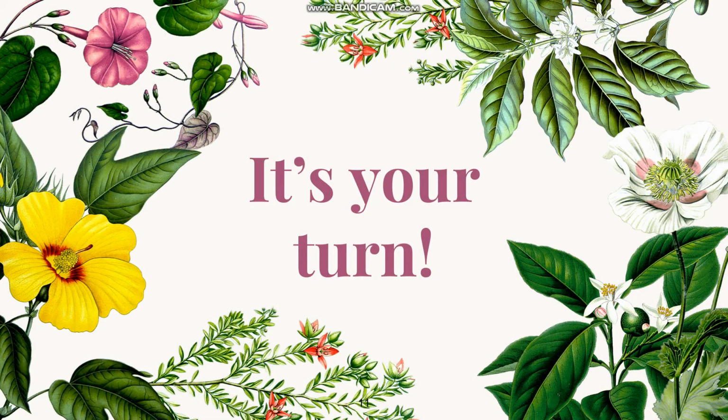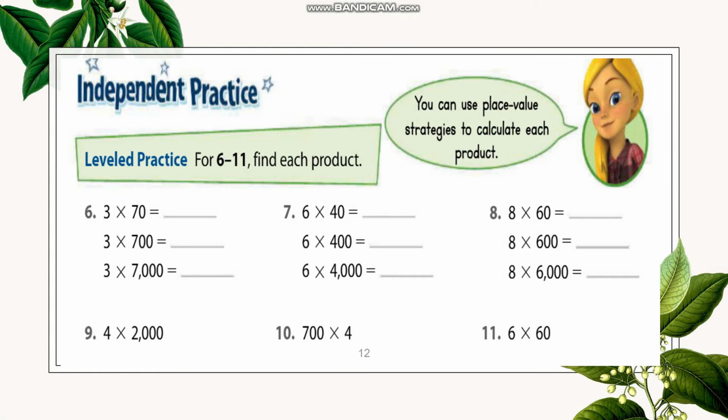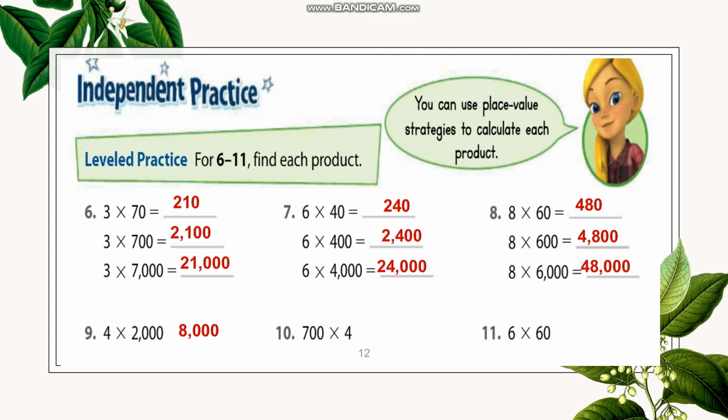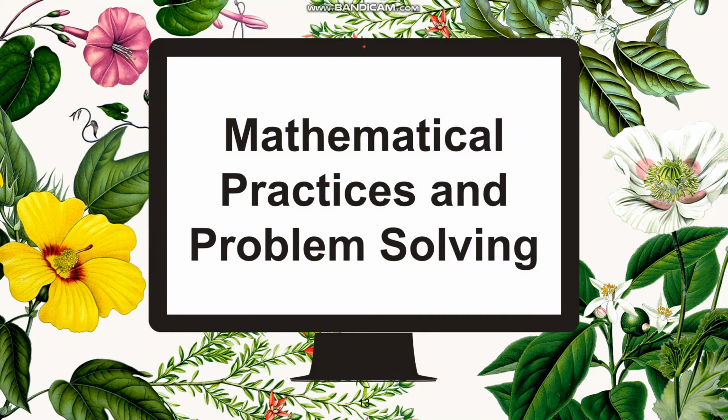Now it's your turn. Pause the video and answer the following. Time is up. So the answer for number 6: 210, 2,100, 21,000. For number 7, we have 240, 2,400, 24,000. Number 8, 480, because 8 times 6 is 48, then we have 1 zero. 4,800 and 48,000. For number 9, we have 8,000. Number 10, we have 2,800. Number 11 is 360.